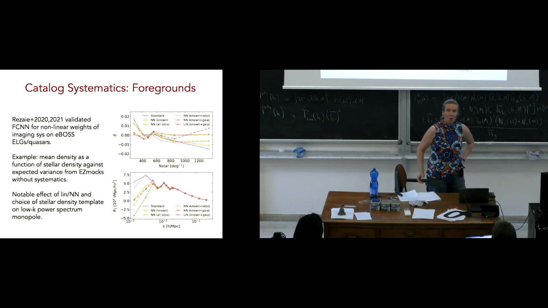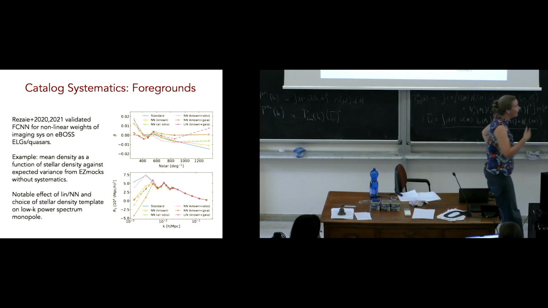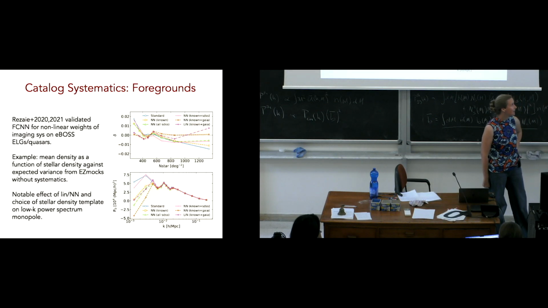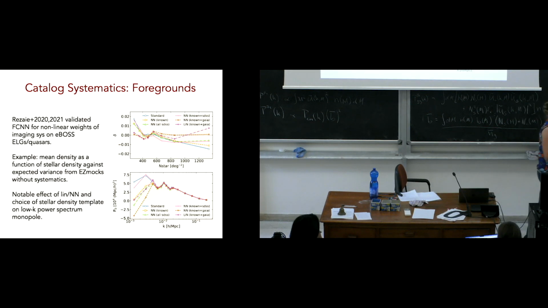Now, one of the first things that I said is if you want to mitigate systematics, you need a template. And that sounds easy enough, but then when you drill down one level more, the question is which template? And here I'm just showing an example from an eBOSS reanalysis for ELGs and quasars, both using standard regression and a fully connected neural net to do nonlinear corrections.